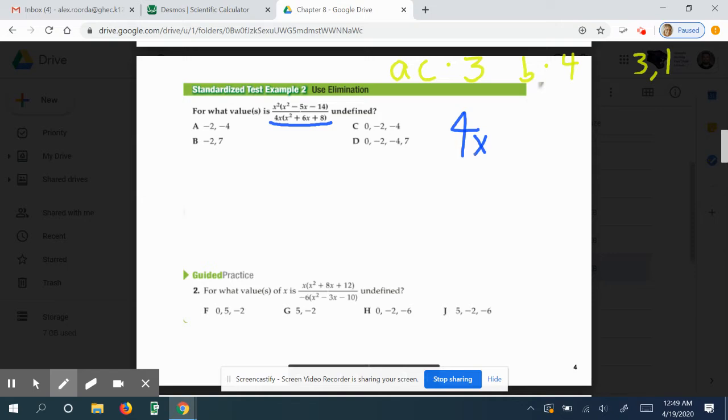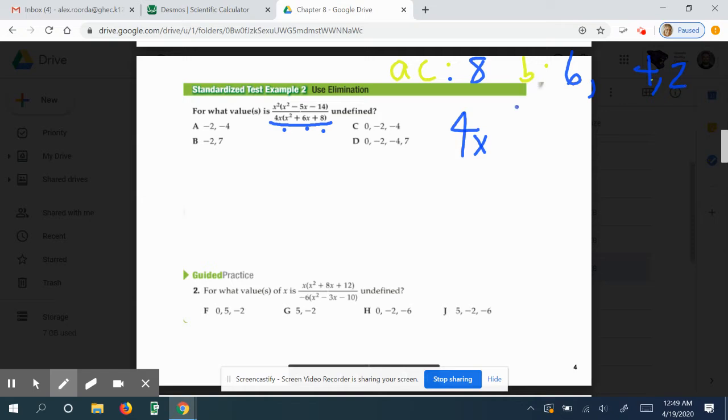So we'll do a, c, and b. And that's kind of nice, we have it written up top already for us. A, c, and b. All right, so our AC for this one would be 1 times 8, which is 8, and our B would be 6. So the two numbers that multiply to 8 and add up to 6 would be 4 and 2, right? Because 4 plus 2 is 6, and 4 times 2 is 8.